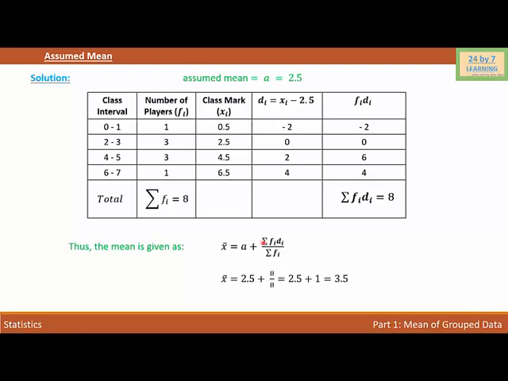Just remember that this term sigma fi di over sigma of fi is basically known as mean of deviation. So when we find the mean using assumed mean, we add the assumed mean with mean of deviation. Whatever we get as a sum will be the mean of the given grouped data. And this is how we use the assumed mean method to find the mean of the given grouped data.